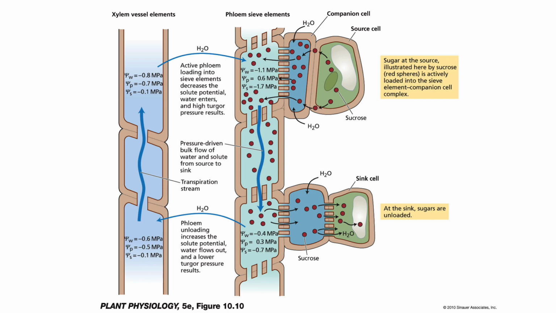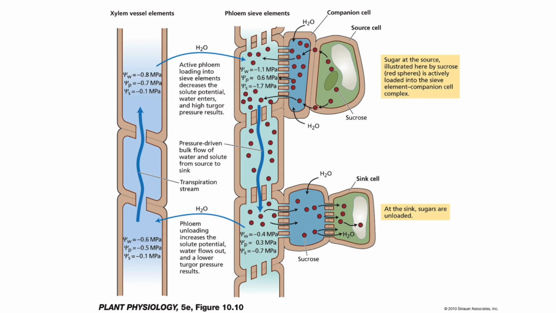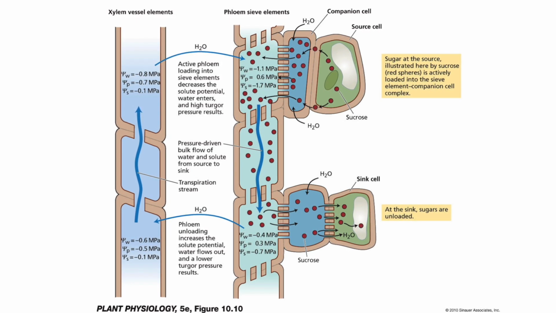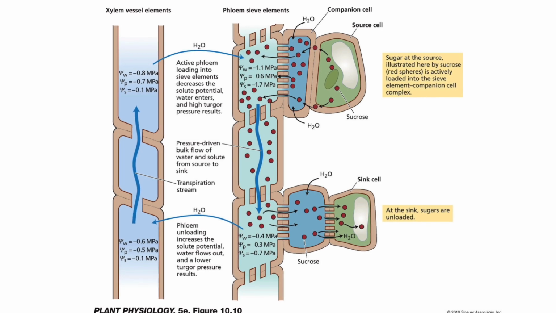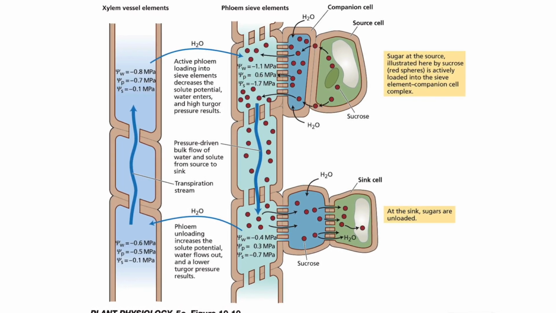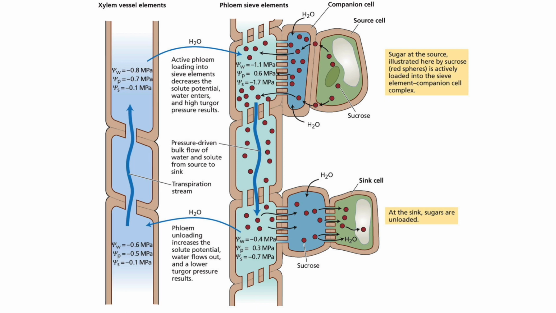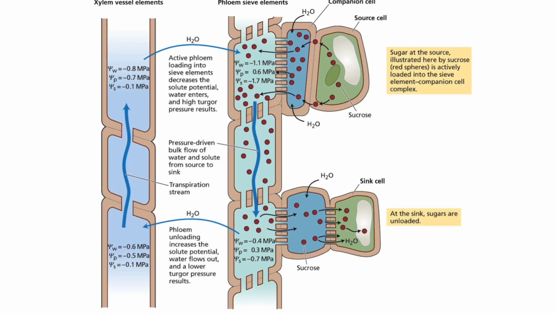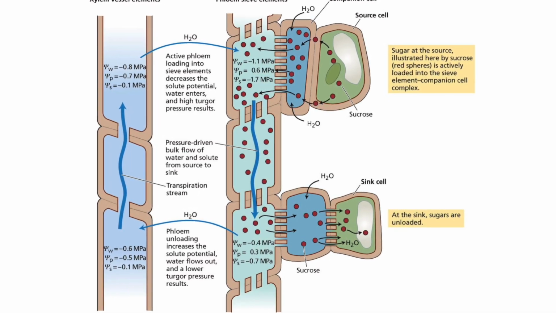This also generates turgor pressure because we now have water movement going into the cell driven by the solute potential that increases the turgor pressure to 0.6 megapascals. Following me so far? If not, go back, review what I just said, because the next point is that now we have built up a pressure gradient in that plant where the sugars are being loaded into the phloem.